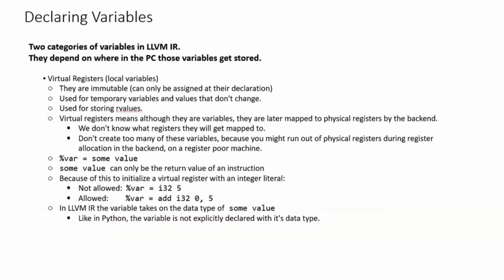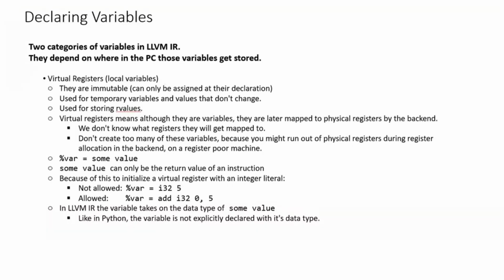You might want to initialize a virtual register with an integer literal, such as the first line, var equals i32 5. You want to assign a 32-bit integer into it. But it's actually not allowed because of the first rule in LLVM intermediate representation. The only way you can get values is via the return of instructions. So you explicitly have to have the add instruction to generate you a corresponding integer literal.